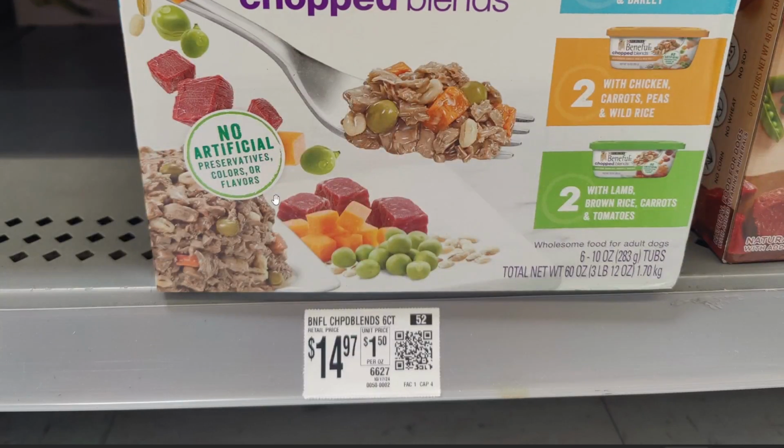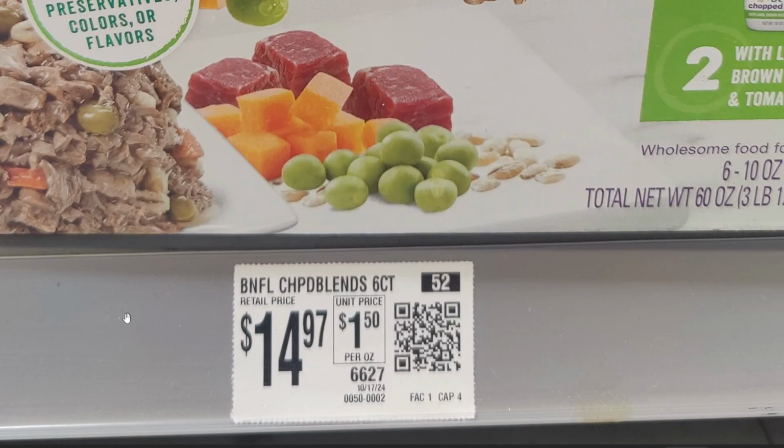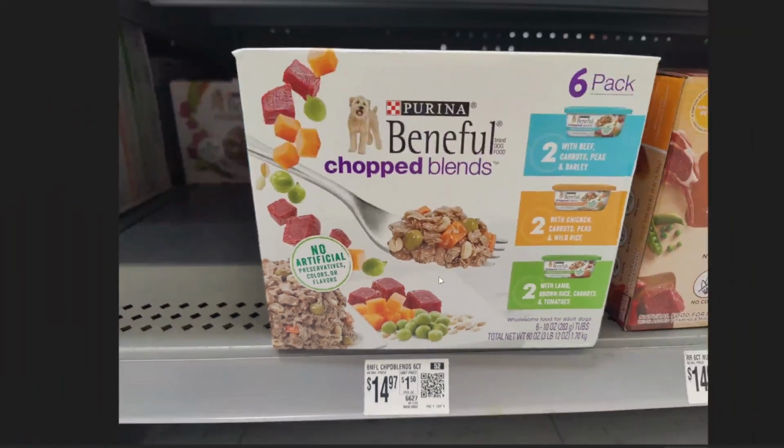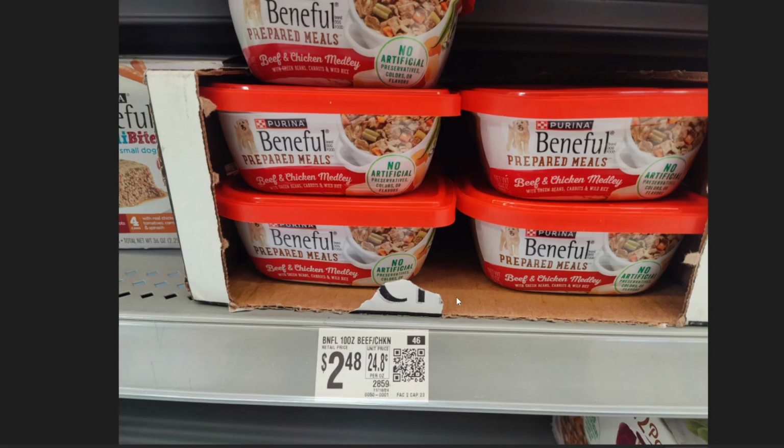I don't know where they got this $1.50 per ounce, but that's why it's important to know how to do the math yourself, because sometimes these things are not accurate, and sometimes they don't even put the unit price on them at all. So you'd have to be able to do this yourself. Yeah, so it's pretty interesting. So let's look at another one.